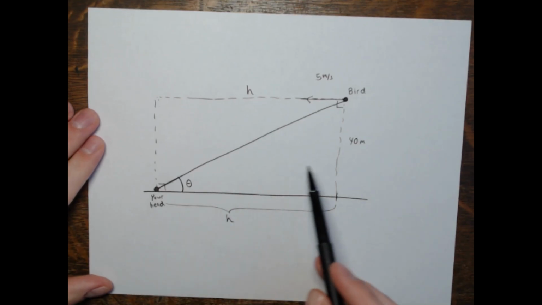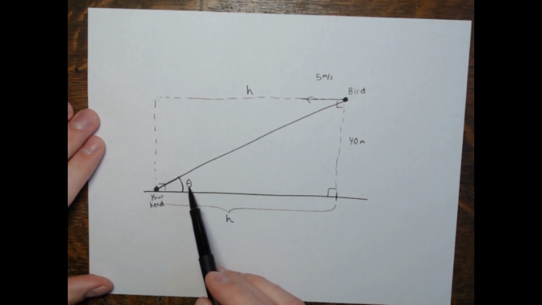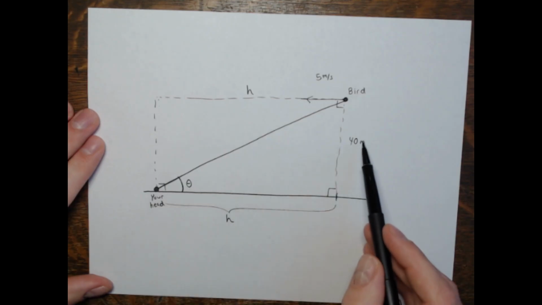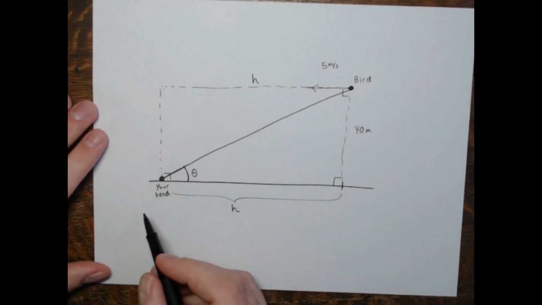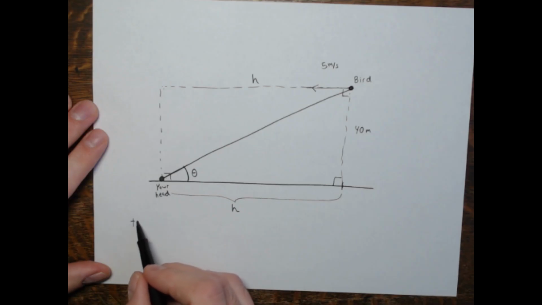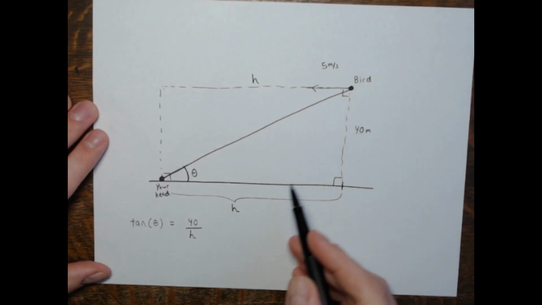And then very similar to the rocket problem, can you see that? Hopefully you can see the right triangle here. Got this angle, opposite length 40 meters, adjacent length h. So the tangent of this angle is going to be 40 divided by h, right? Opposite over adjacent.